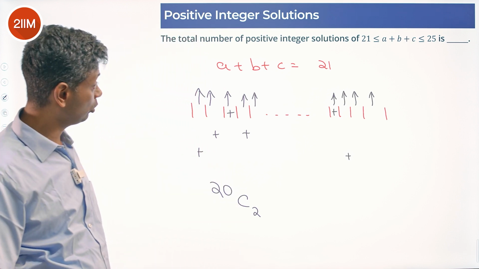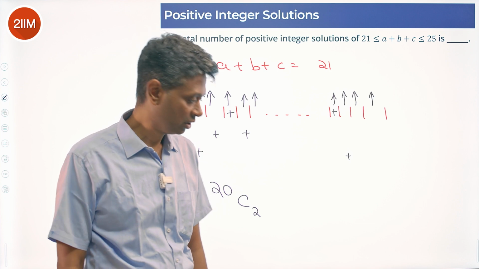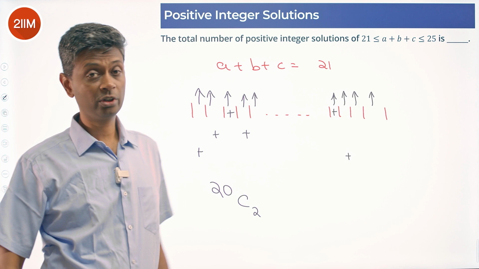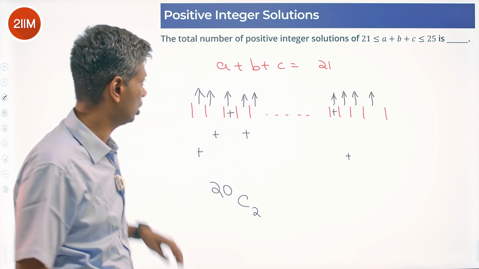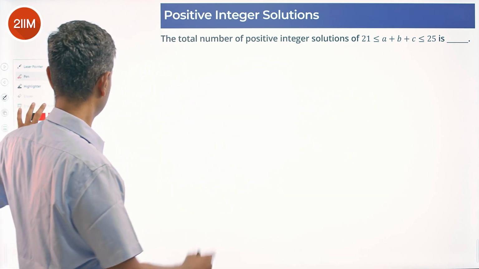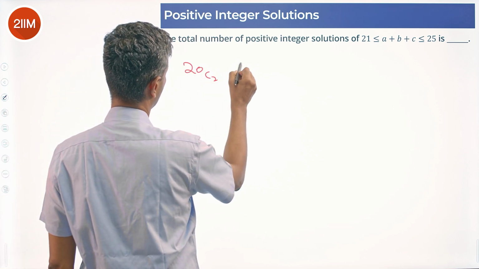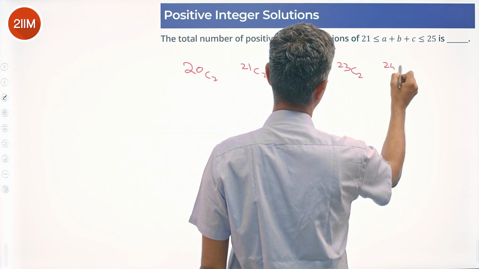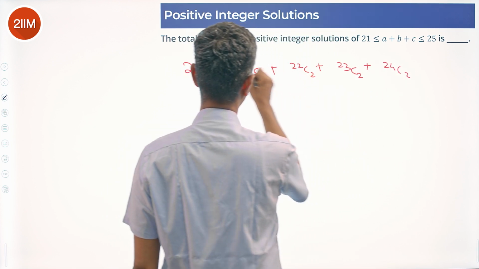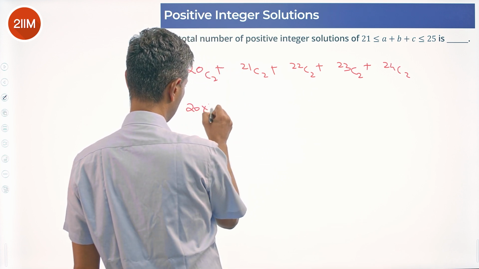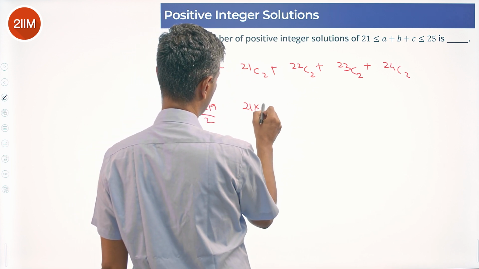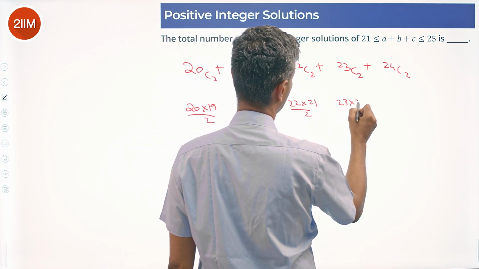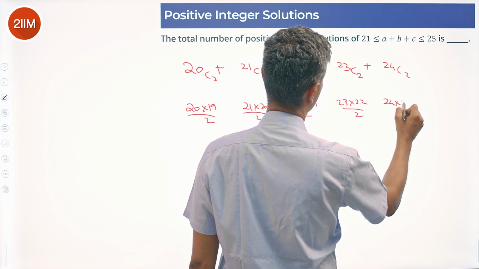So A plus B plus C equal to 21, positive integer solutions is 20 C2, n minus 1 C r minus 1. In our case, A plus B plus C could be 21, 22, 23, 24, 25. Or the total number of ways of this happening is 20 C2 plus 21 C2 plus 22 C2 plus 23 C2 plus 24 C2. 20 into 19 by 2, 21 into 20 by 2, 22 into 21 by 2, 23 into 22 by 2, 24 into 23 by 2.